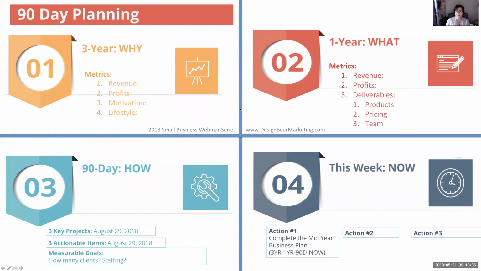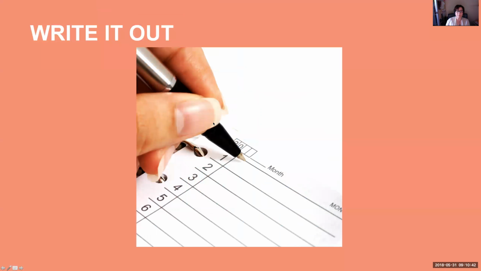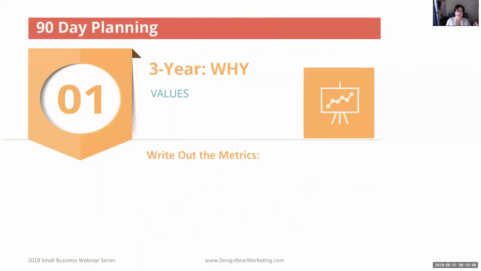And I'm going to send you a worksheet that's going to be similar to this, where we're going to go through each one of these 4 steps. And you're going to write it out. All right. You don't have to do it right now, because we want to keep this under 30 minutes, but we're going to kind of go through what has to happen. Mid-year, you should look at your 3-year.